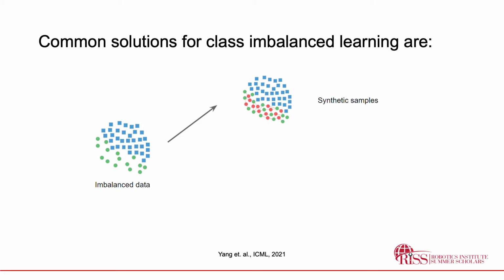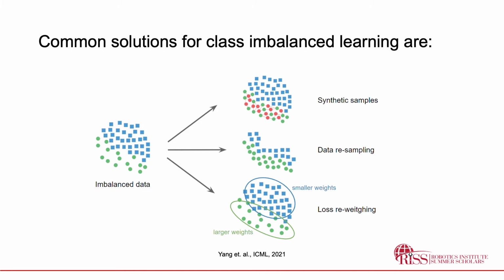Many solutions for the class-imbalanced learning problem modify the training data to make it more class-balanced. For example, one way is to add synthetic examples to the rare classes. Another way to balance training data is data resampling, which undersamples common classes or oversamples rare classes. Another idea is emphasizing rare classes in the loss function by giving them larger weights.